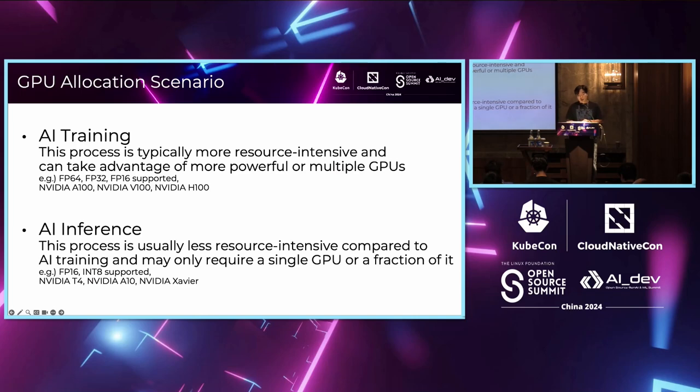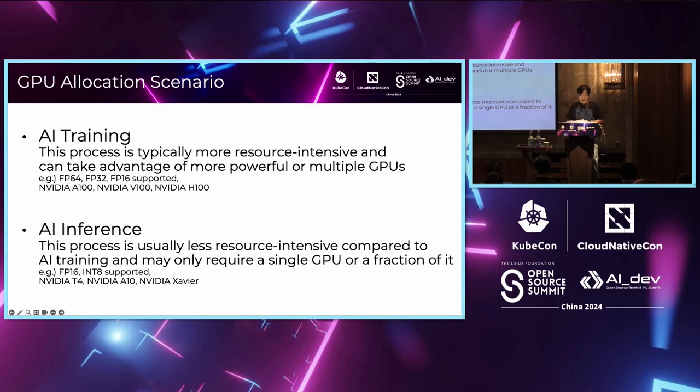When you decide the GPU allocation, first think about whether our service is AI training or AI inference, which is very different. For example, if you are running an AI training service, at least floating point 64, 32, and 16 supported GPUs are necessary for your service. For example, the NVIDIA Ampere A100 series, V100 series, and H100 series.